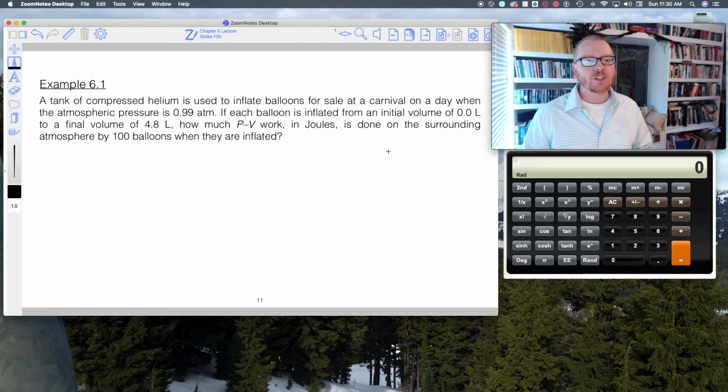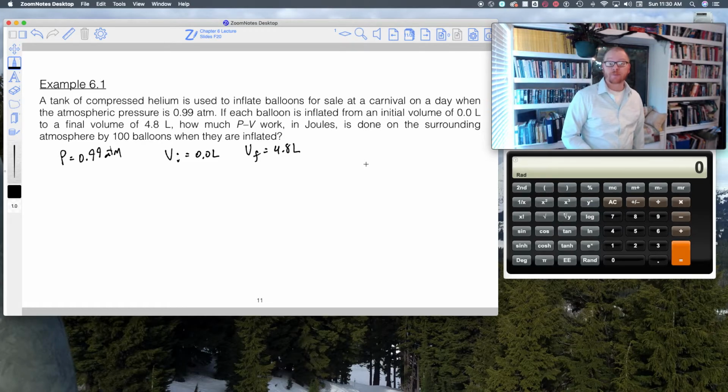So a tank of compressed helium is used to inflate balloons for sale at a carnival on a day when the atmospheric pressure is 0.99 atm. So I'm going to write that down. P equals 0.99 atm. If each balloon is inflated from an initial volume of 0.0 liters to a final volume of 4.8 liters, how much PV work in joules is done on the surrounding atmosphere by 100 balloons when they're inflated? So let's calculate it for one balloon.